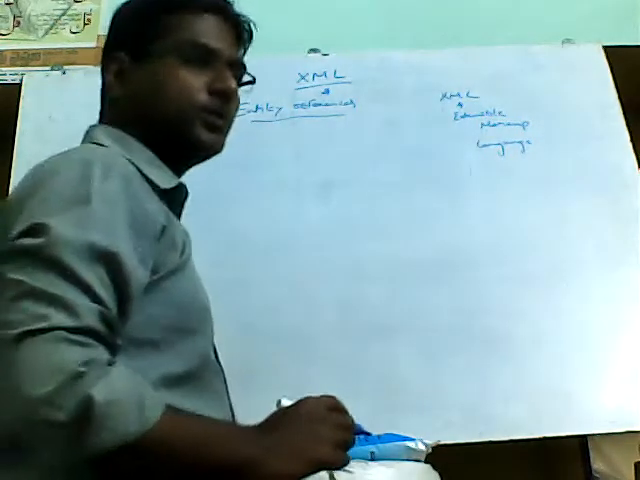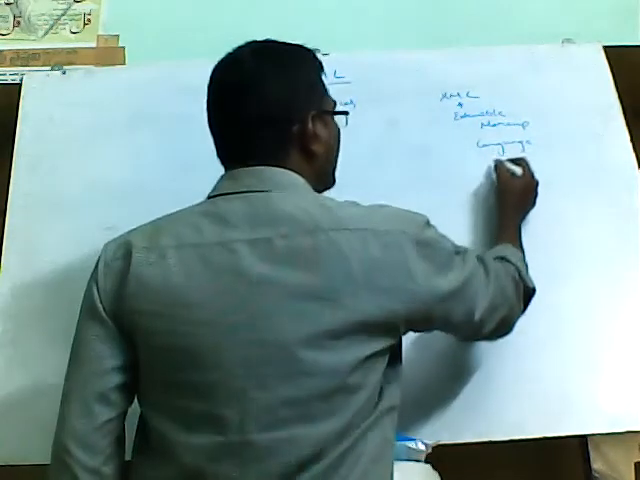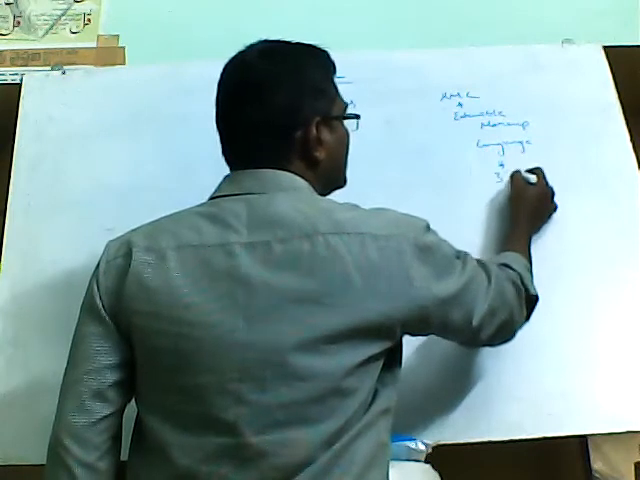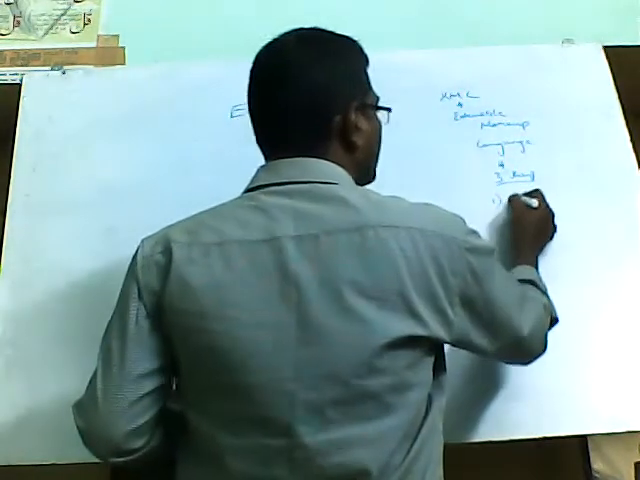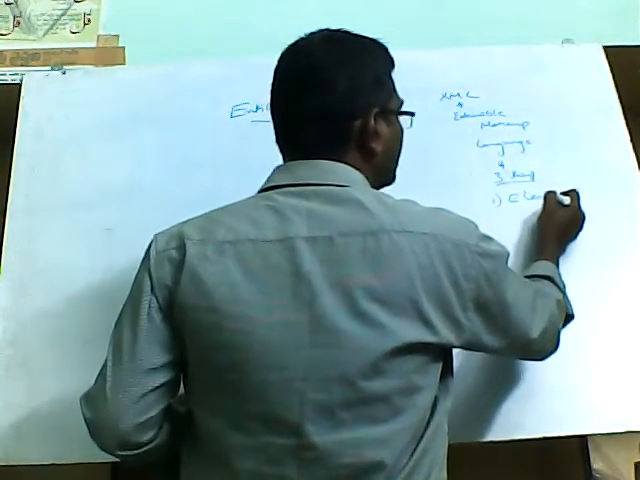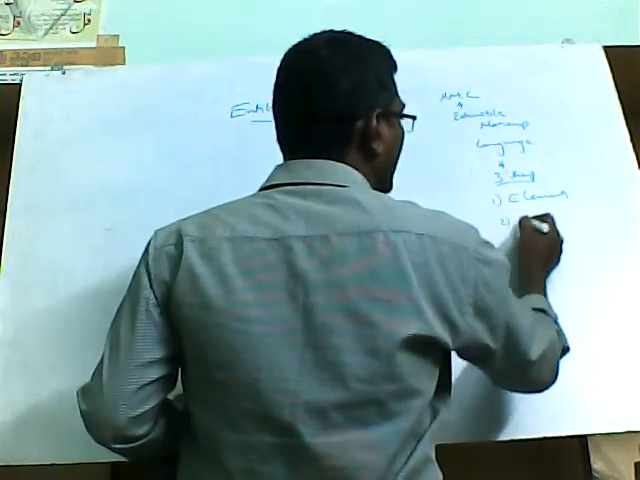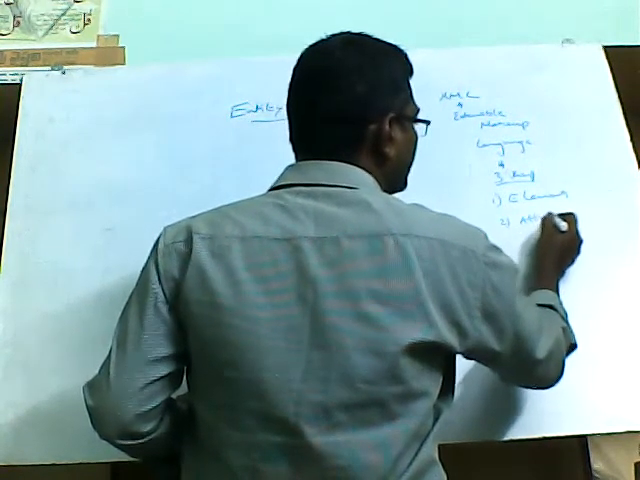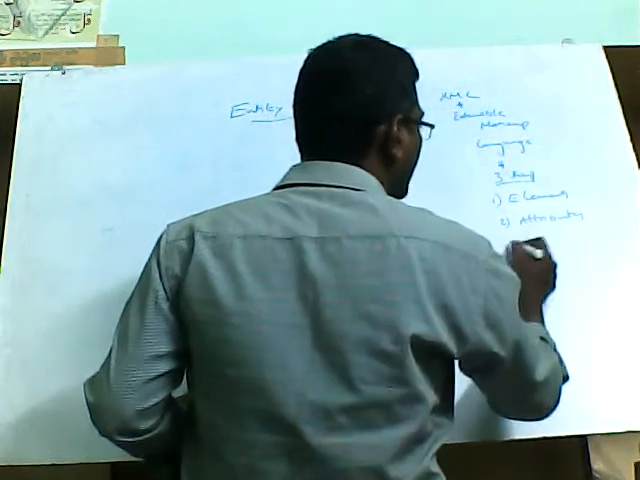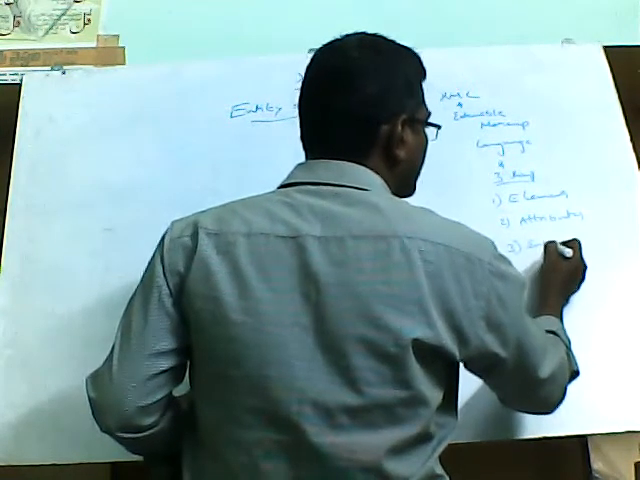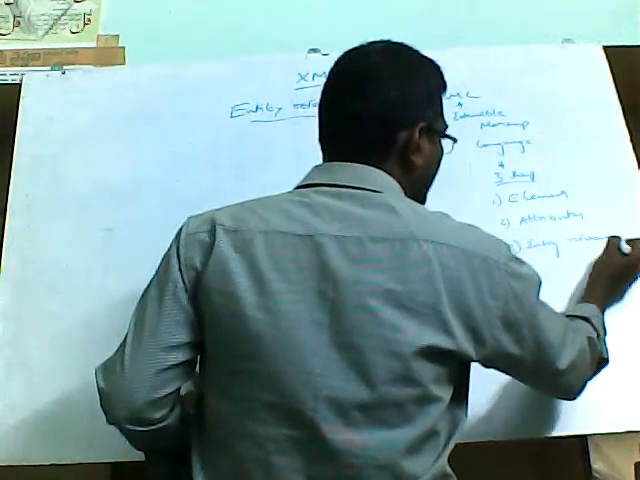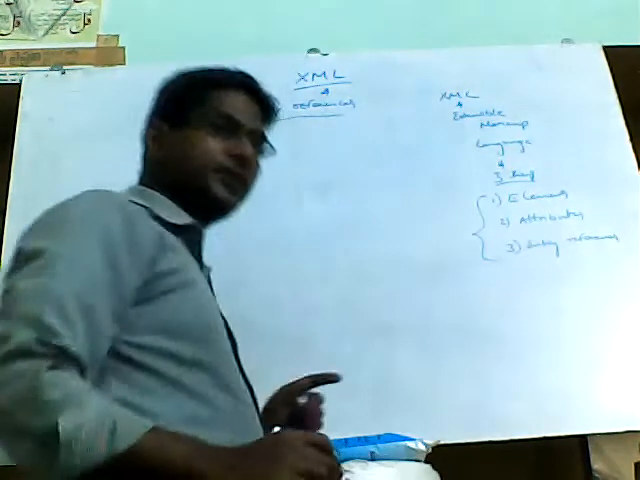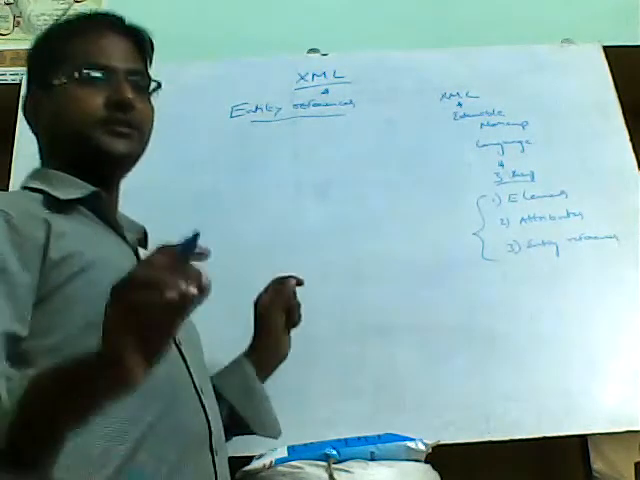This XML document consists of three different things. First, you can find the elements, then the attributes for the elements, and entity references. These are the three different things you can find in an XML document.